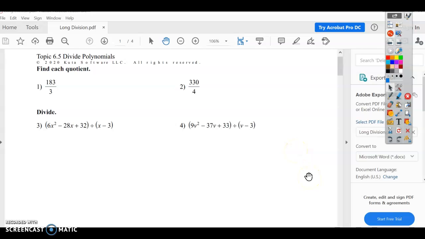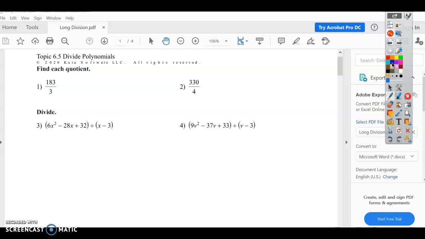So today's topic is 6.5. We're going to divide polynomials. Before we left for Thanksgiving break, we added, subtracted, and multiplied. And so now we are going to divide. The first way that we could divide polynomials is long division.